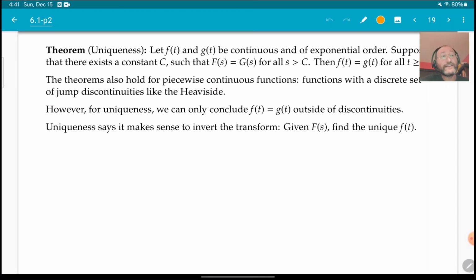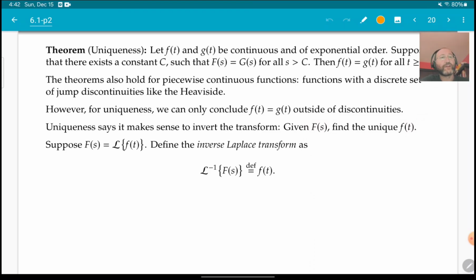All right. So now the uniqueness says that it makes sense to define the inverse, because there's really only one function that has a certain Laplace transform, right? So given the Laplace transform, I can find the unique function that gets me that Laplace transform. So we can define the inverse Laplace transform. If capital F is the Laplace transform of little f, then the inverse Laplace transform of capital F is little f, right? That's the definition.